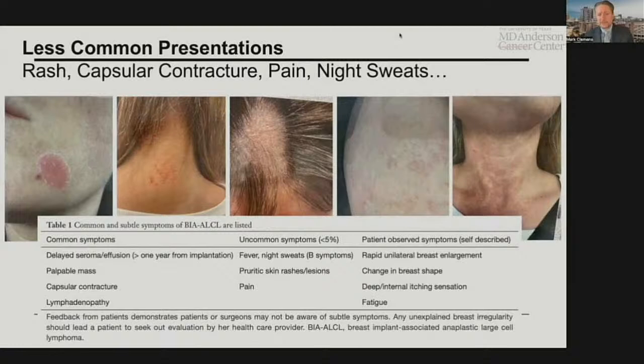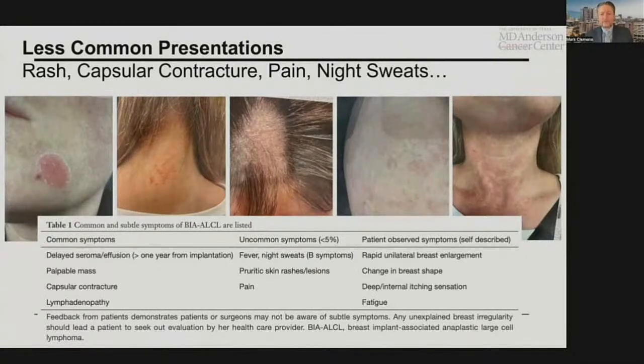Night sweats, if it's not warm in the room and a patient wakes up drenched in sweat, that can be a symptom of lymphoma, much less common with breast implant ALCL, but still been reported. In skin rashes, particularly skin rashes that develop over the breast area, but as can be seen in these pictures, can happen on different areas of the body. Usually these are evaluated by a dermatologist.